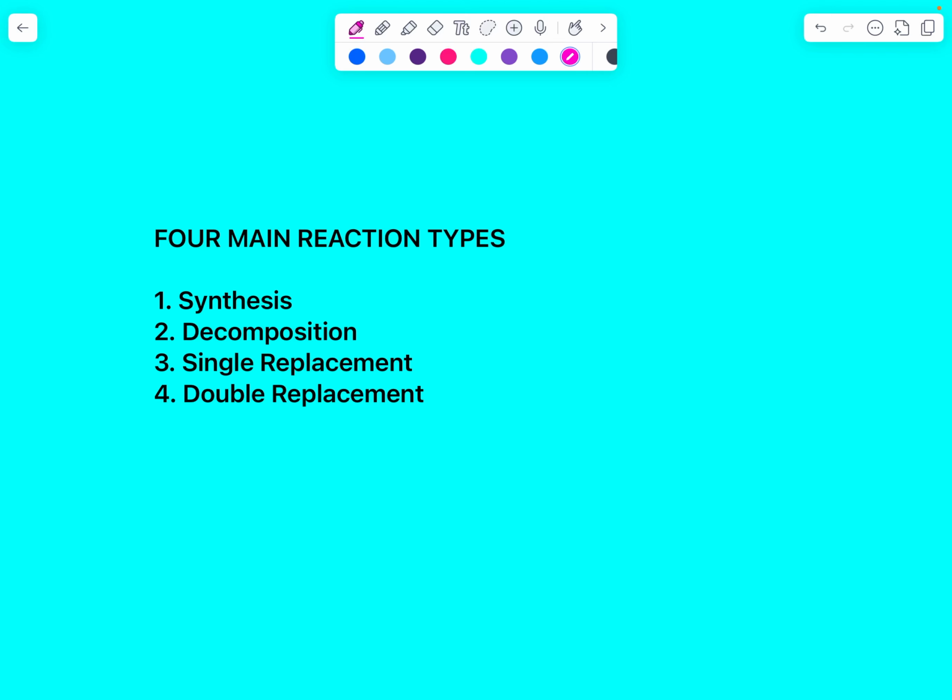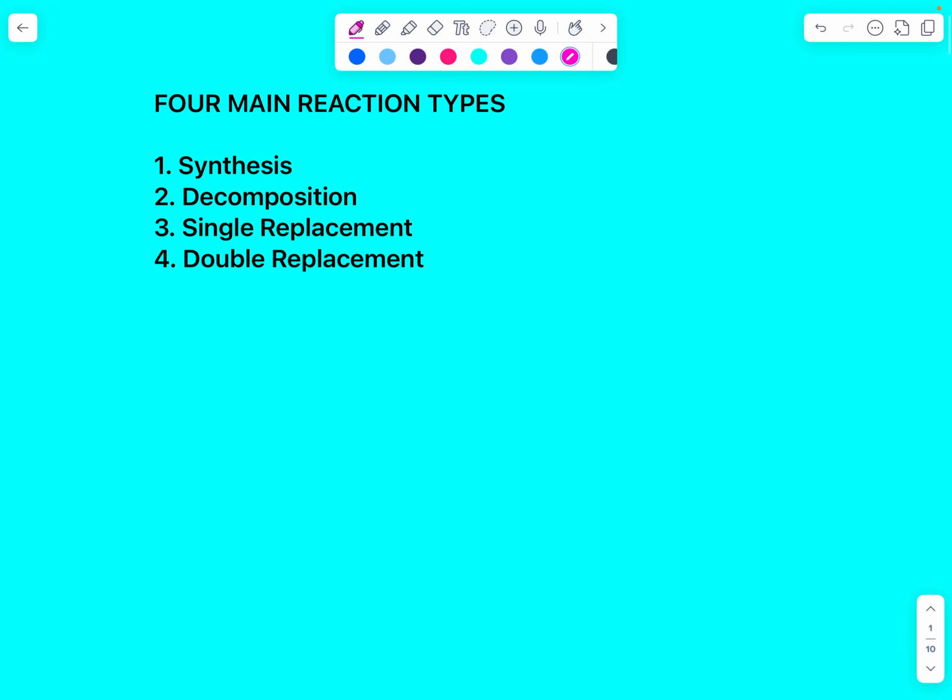In this video, we're going to learn how to identify reaction types. So when you see a chemical equation, you immediately know what kind of reaction it is before doing any math. Let's get started. There's four main reaction types: synthesis, decomposition, single replacement, double replacement. We are not balancing yet. We are only identifying patterns.